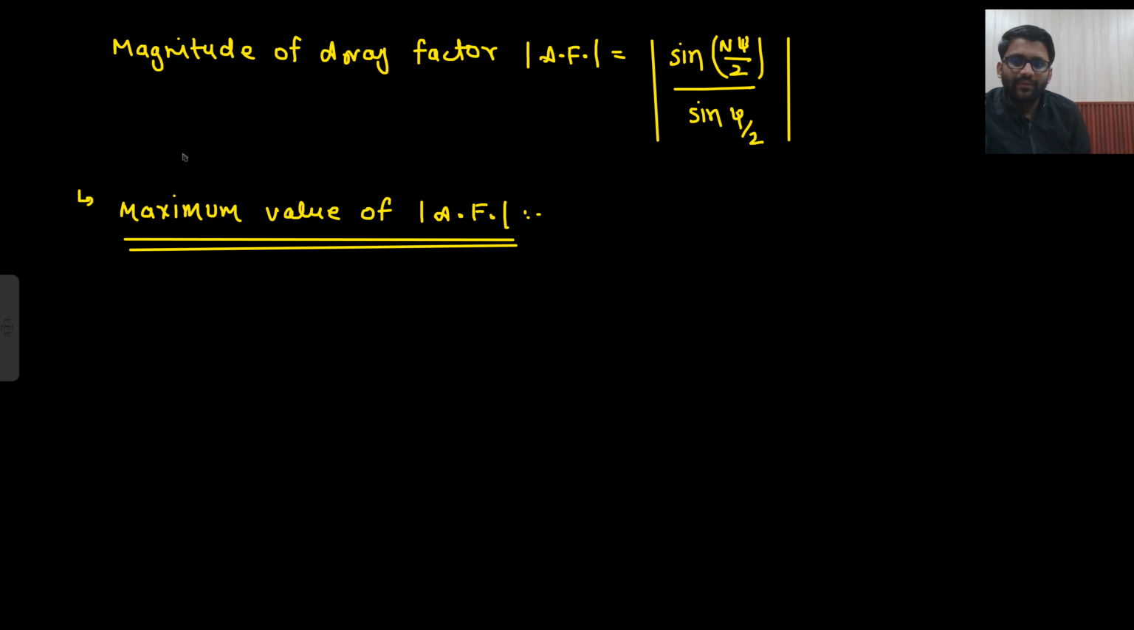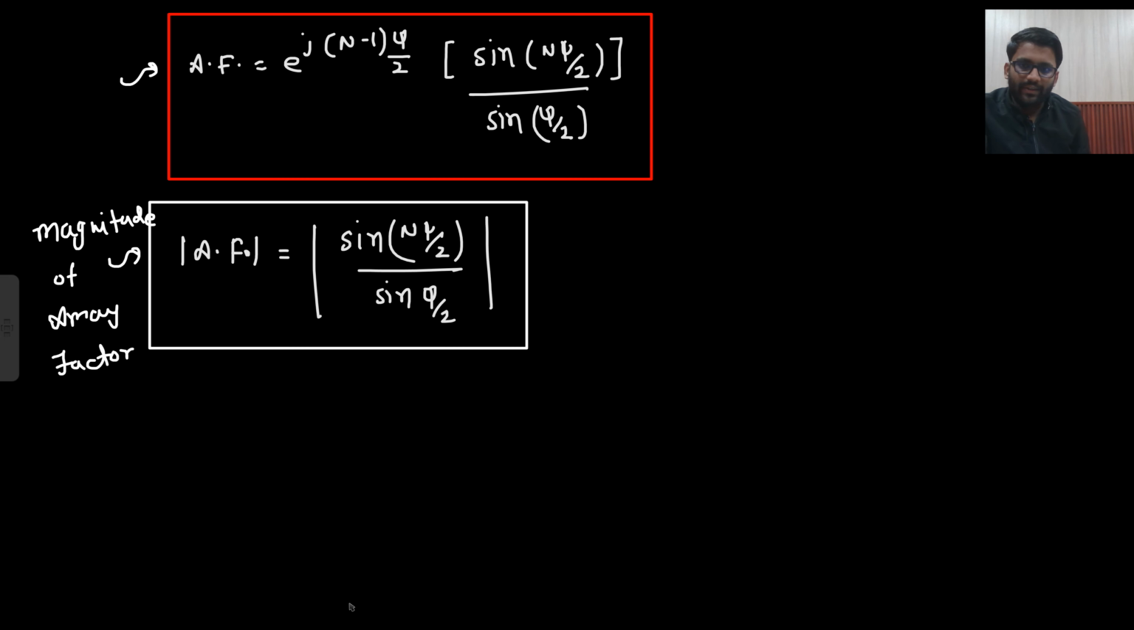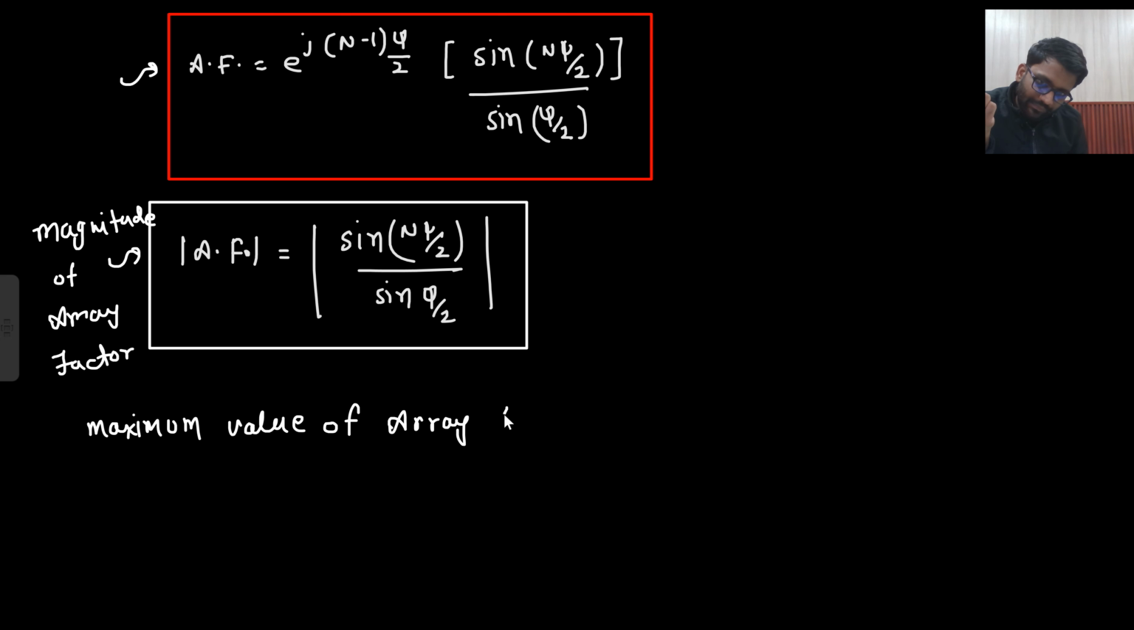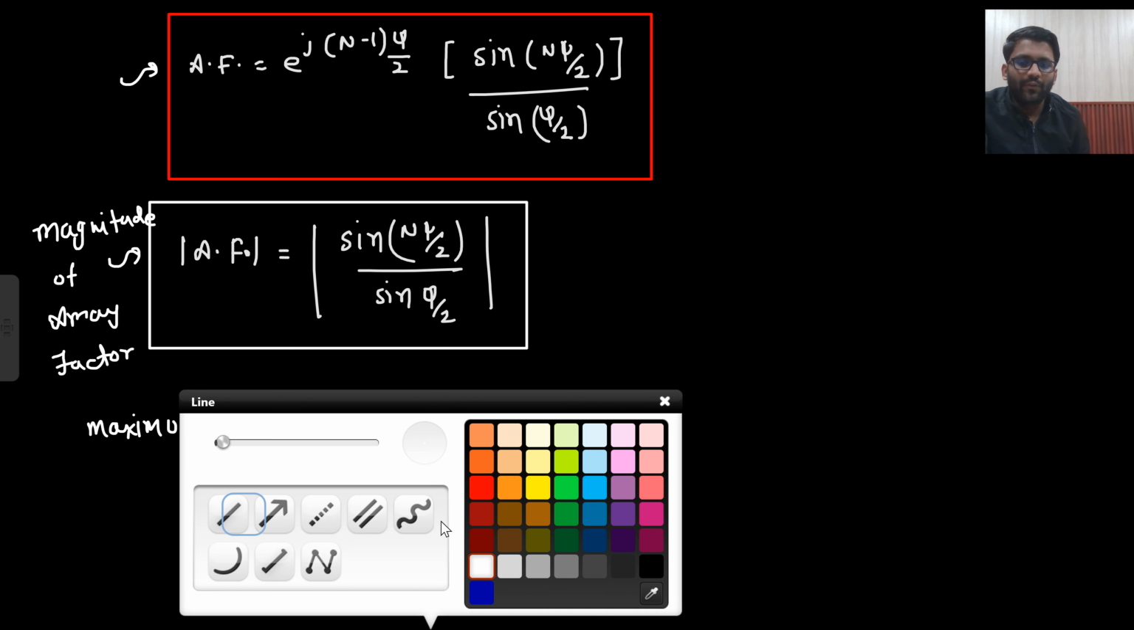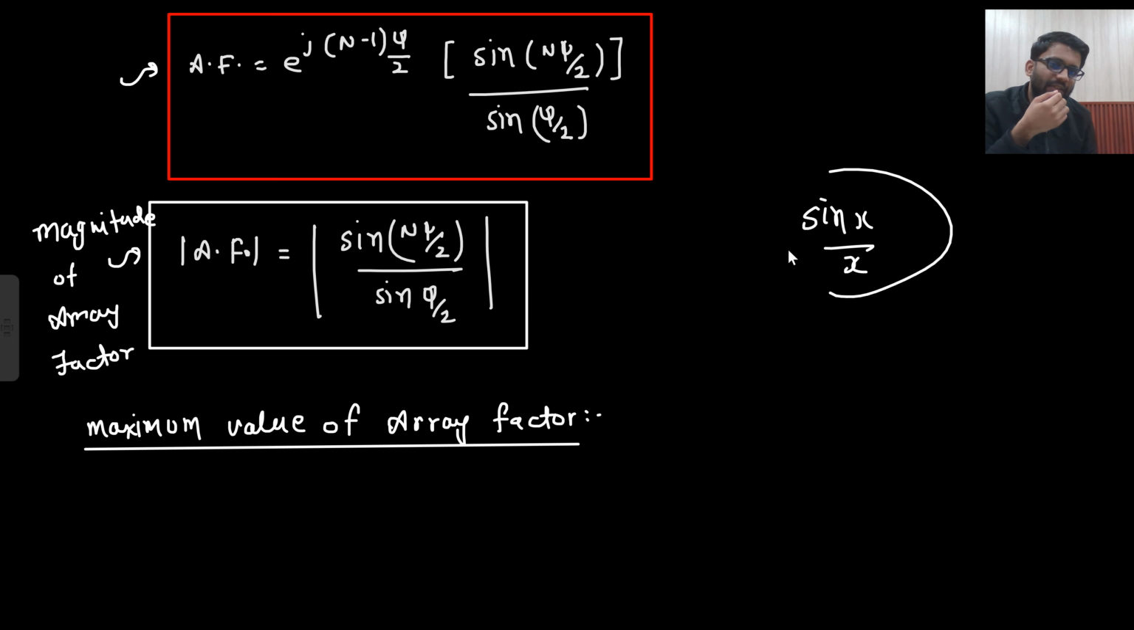Now we need to find the maximum value of array factor. So let's remove this here, because here only I can find the maximum. What will be the maximum value, and at what value of phi will it occur? This is what we need to find out, because this is a strange kind of expression. This is not a sinc function. If you have studied signals and systems, the sinc function is sin x by x. So this is a strange kind of function.